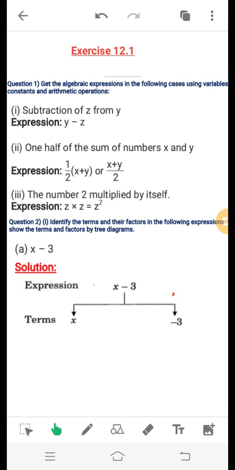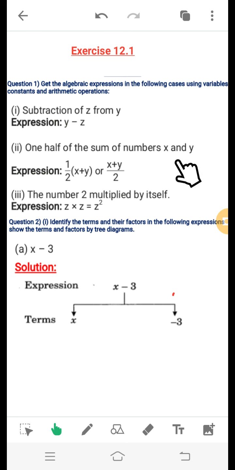Now let us start with exercise 12.1. Get the algebraic expression in the following cases using variables, constants and arithmetic operations that you have already learned in the previous standard. Here we have to make the expression: subtraction of z from y. So the expression is y - z.